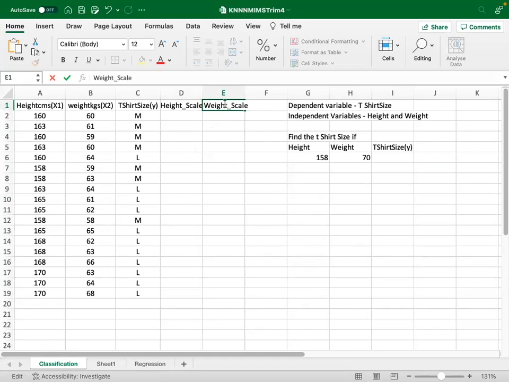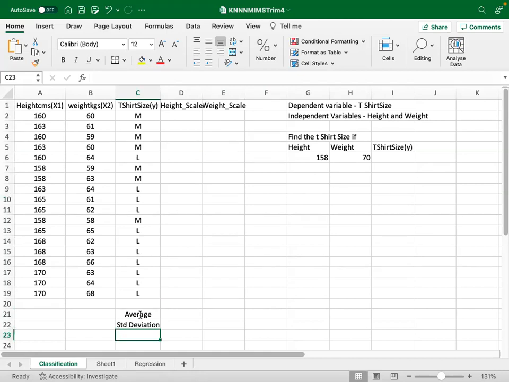So we have to scale the data. Now for scaling, what do we need? We need the average and the standard deviation. For scaling the data, we need average and standard deviation. So let us calculate.